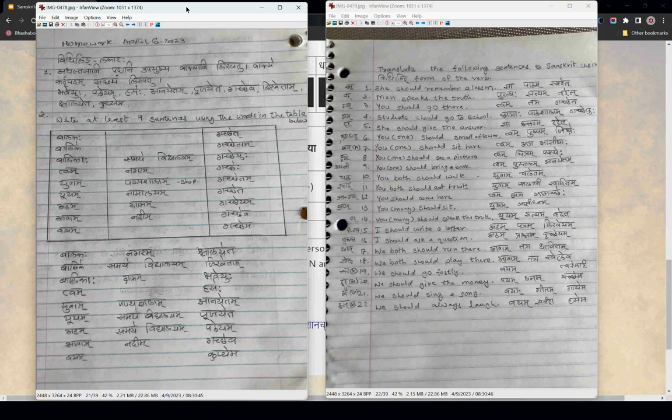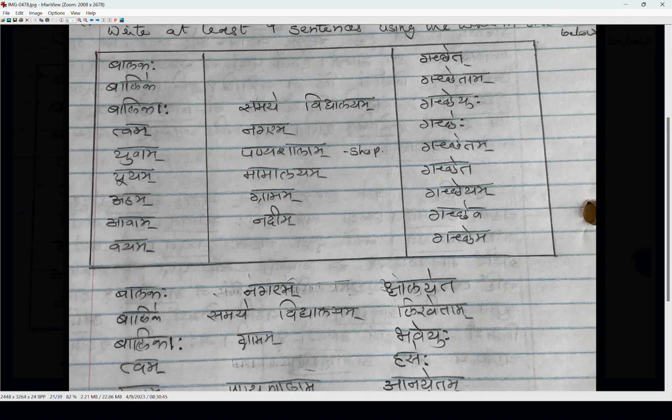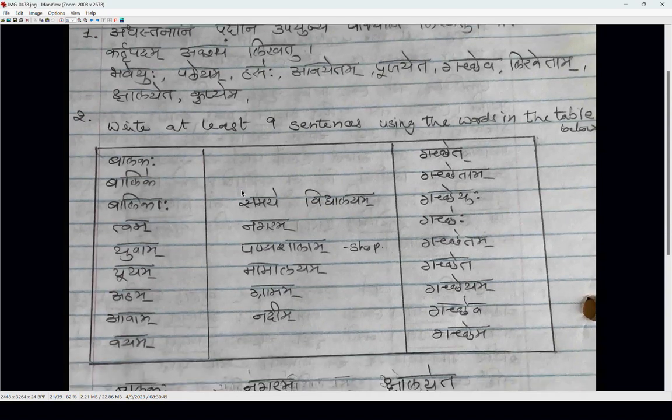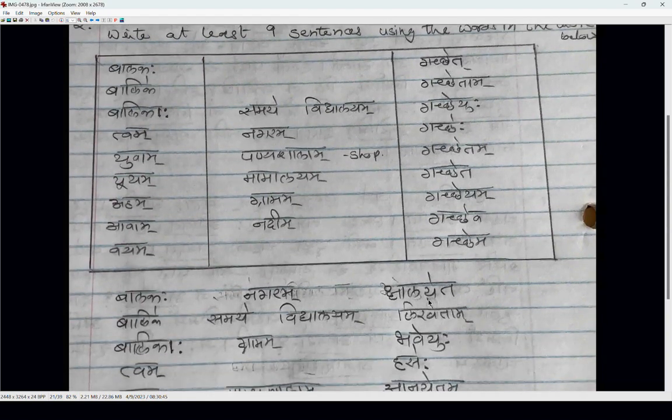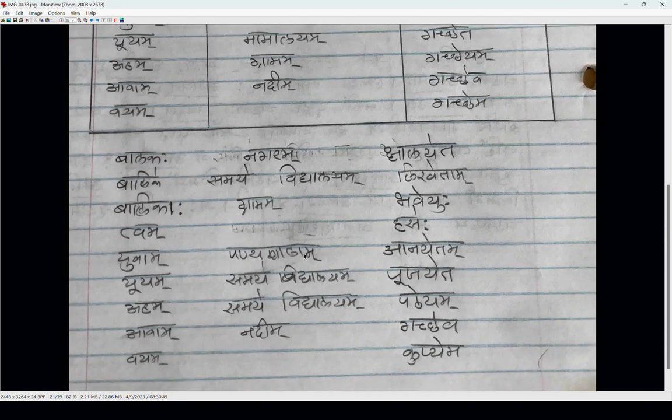So first is Vidhiling Lakara. अधस्तानि पदानि उपयुज्य वाक्यानि लिखतु वाक्ये कर्तृपदम् अवश्यं लिखतु. So I think this is where it is written. Bhavan Mahodaya has written this. बालकः नगरं राजश्री बालकः नगरं क्षालयेत्.